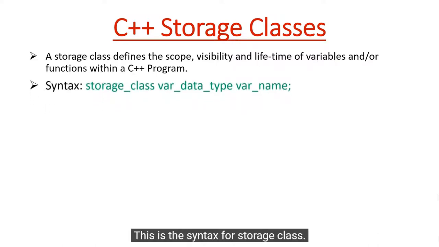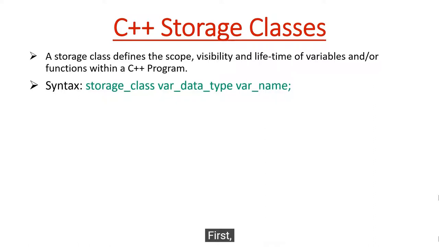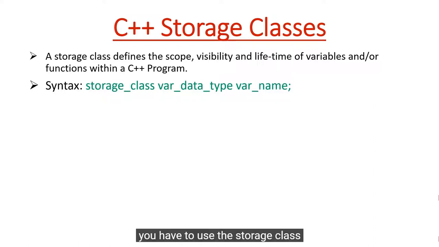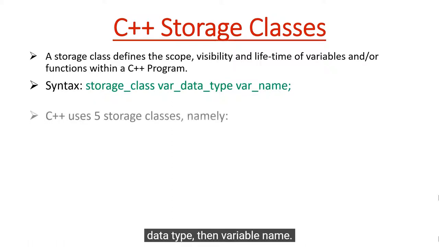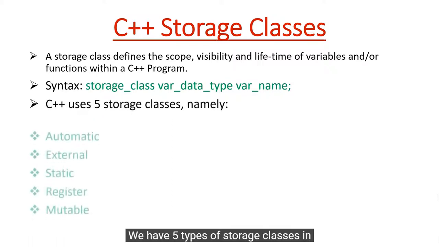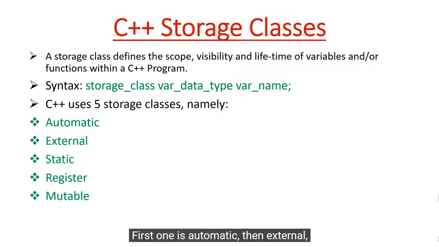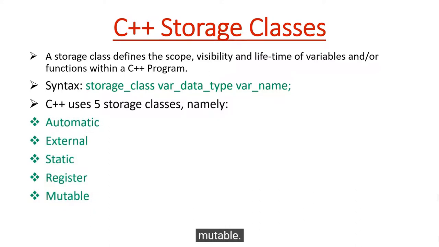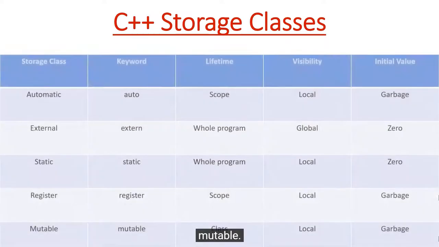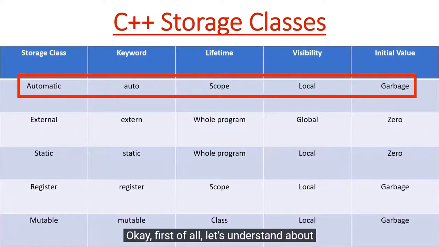This is the syntax for storage class. First, you have to use the storage class keyword, then the data type, then the variable name. We have 5 types of storage classes in total. First one is automatic, then external, static, register, mutable. Okay, first of all, let's understand the first one, automatic.